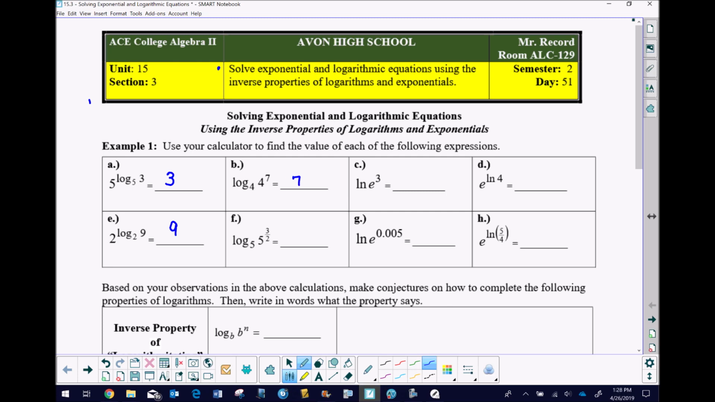What do you think the answer to F is? 3 over 2. Because these two guys, the 5s, match.